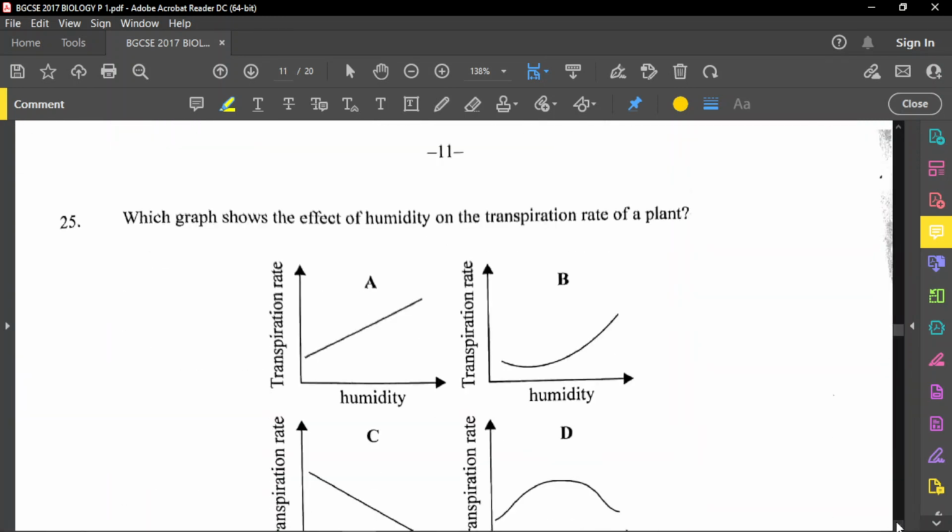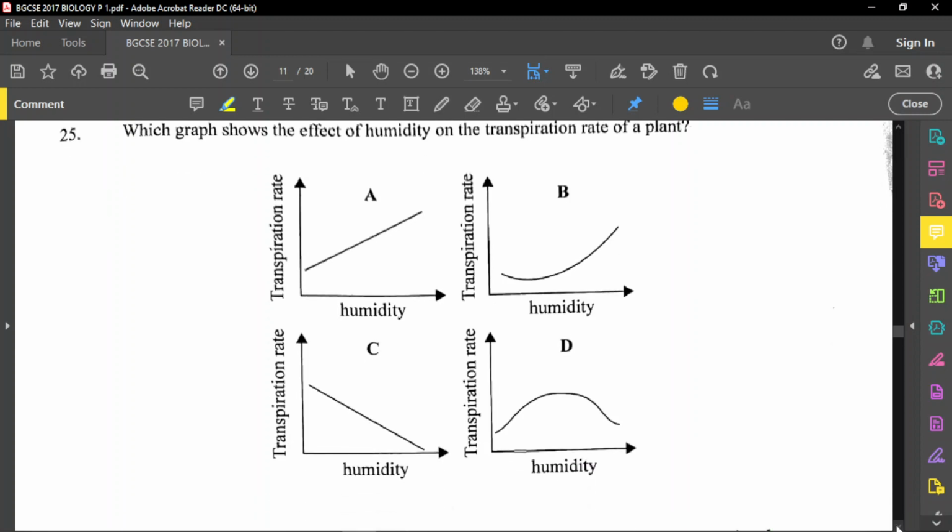It said, which graph shows the effect of humidity on the transpiration rate of a plant? So the thing again, humidity and transpiration, they are inversely related, which means then as high humidity, you have low transpiration. Low humidity, high transpiration. So yes, C is the only graph that's showing that as one is increasing, the other one is decreasing. So definitely graph C is the correct one.